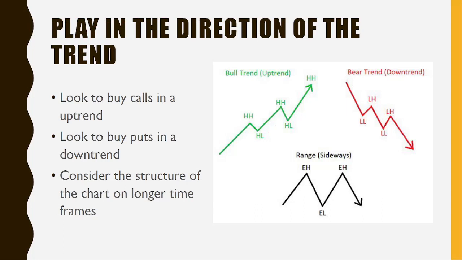Play in the direction of the trend. Look to buy calls in an uptrend and look to buy puts in a downtrend. We need to consider the structure of the chart on longer time frames. If the stock is in an uptrend, it's got higher highs and higher lows, so don't be trying to short this. Similar for the bear trend: lower lows, lower high, lower low, lower high.